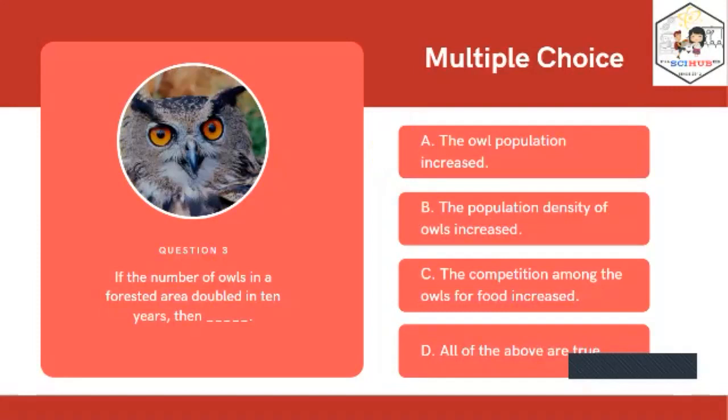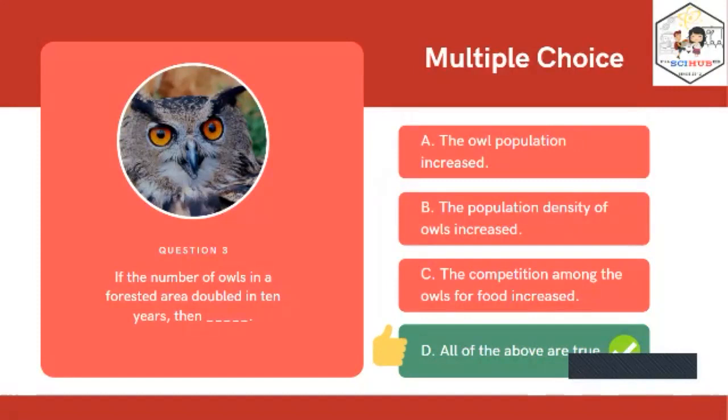Next, if the number of owls in a forested area doubled in 10 years, then A, the owl population increased, B, the population density of owls increased, C, the competition among the owls for food increased, and D, all of the above are true. So what is your answer? What is your answer, Rad? So kung ang sagot mo ay letter D, all of the above, tama. All of these are correct.